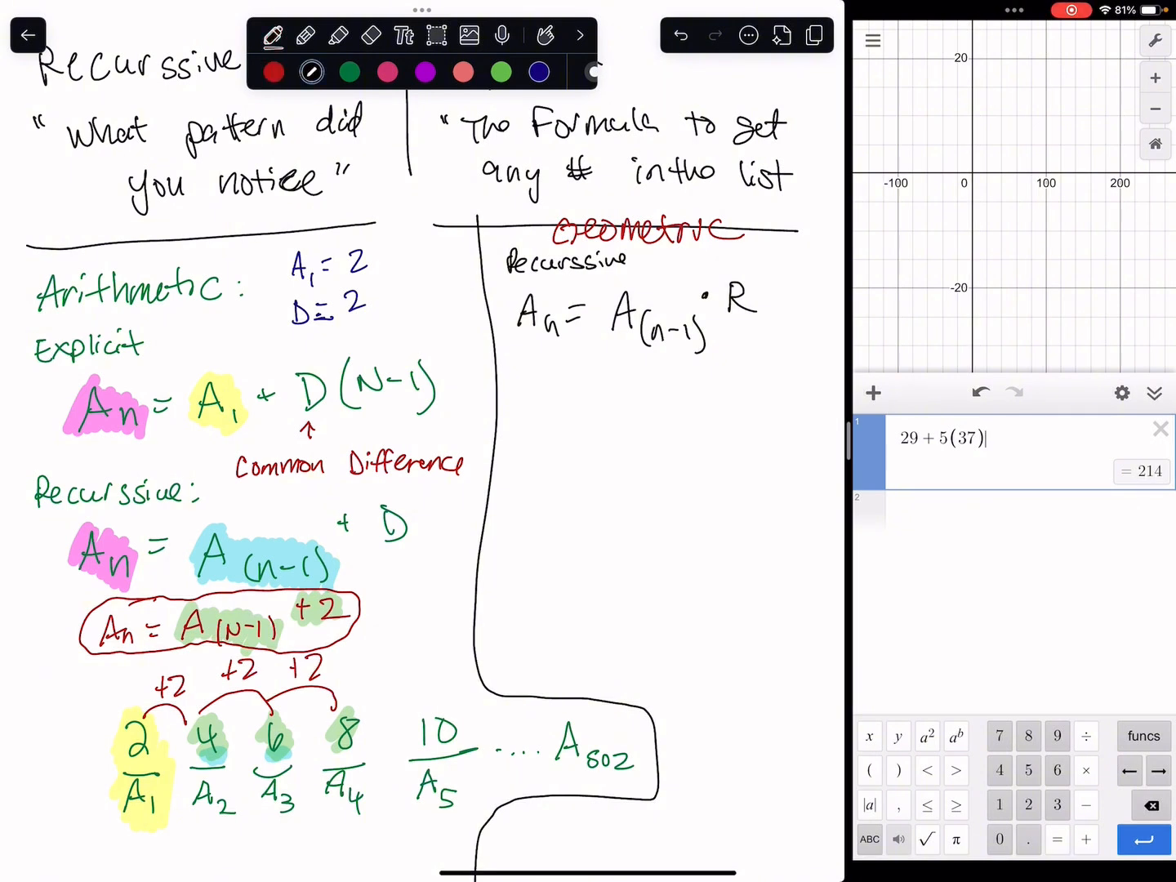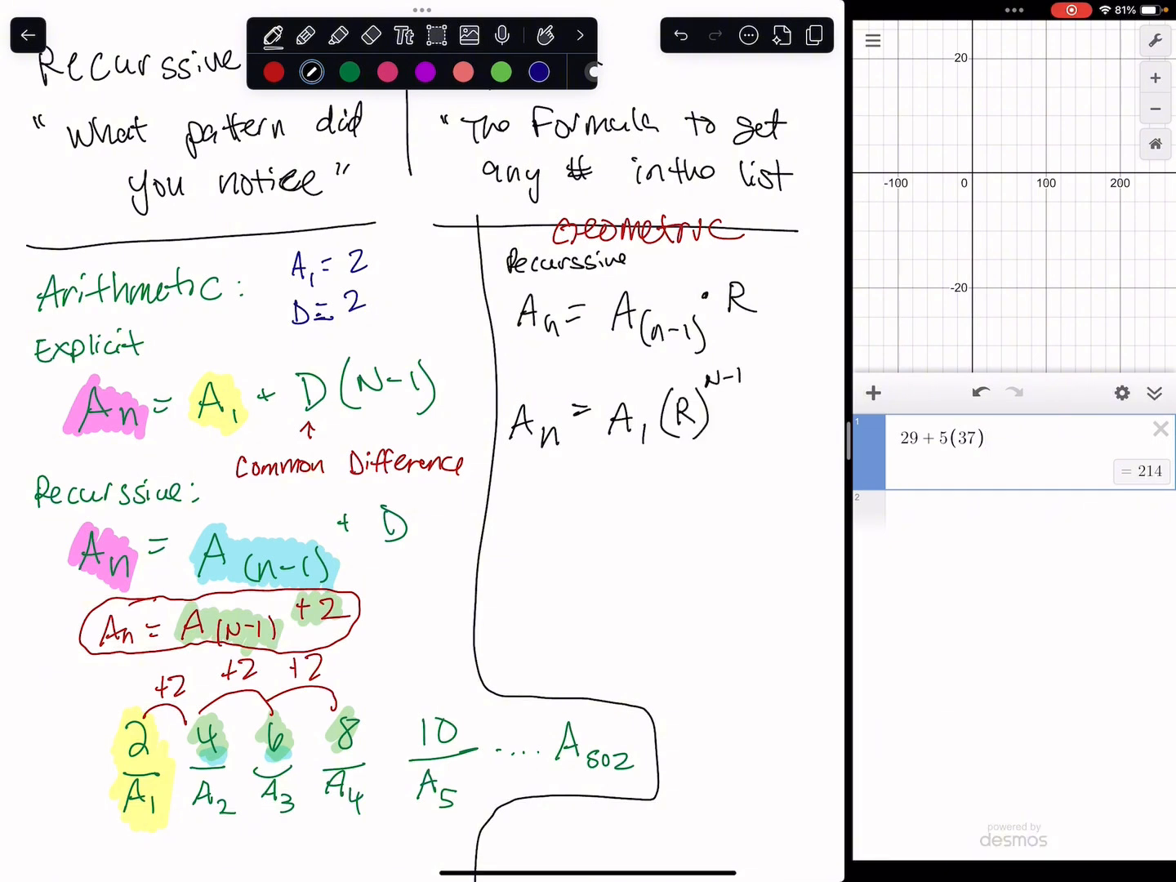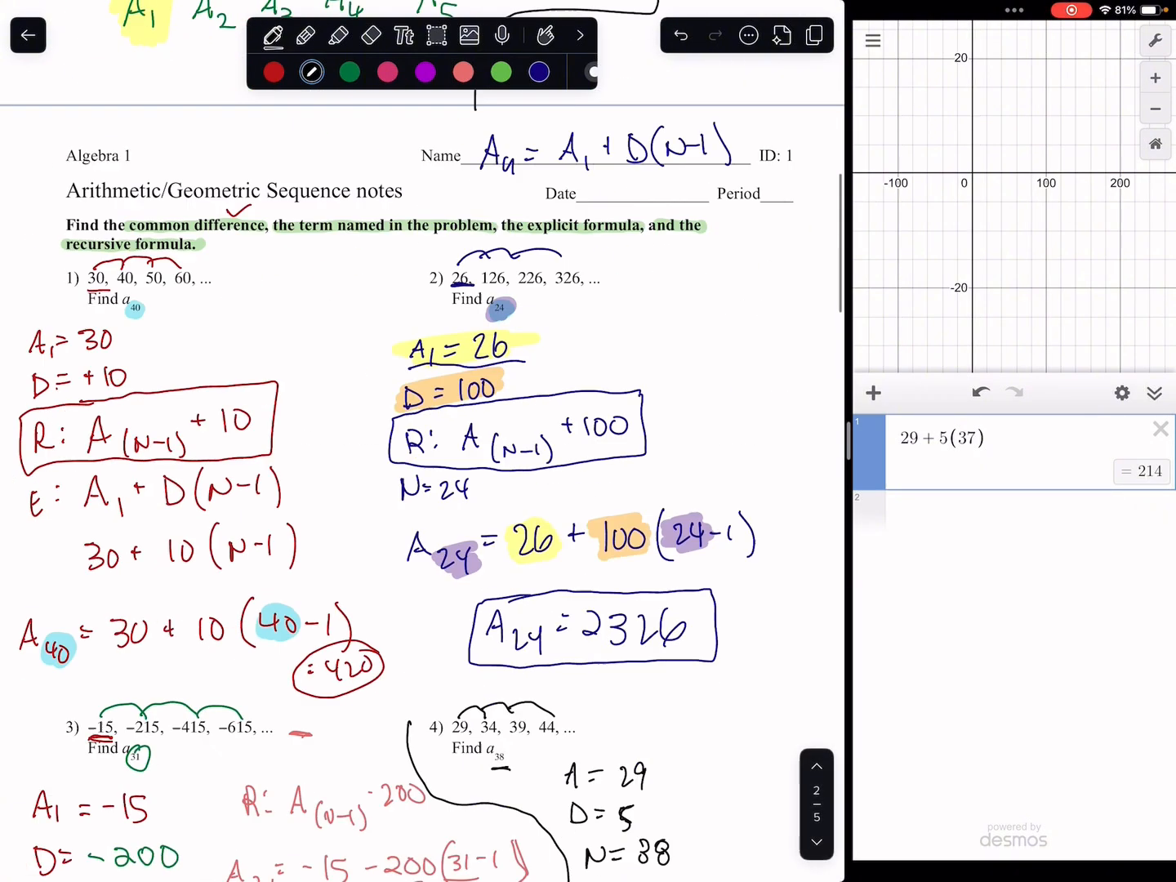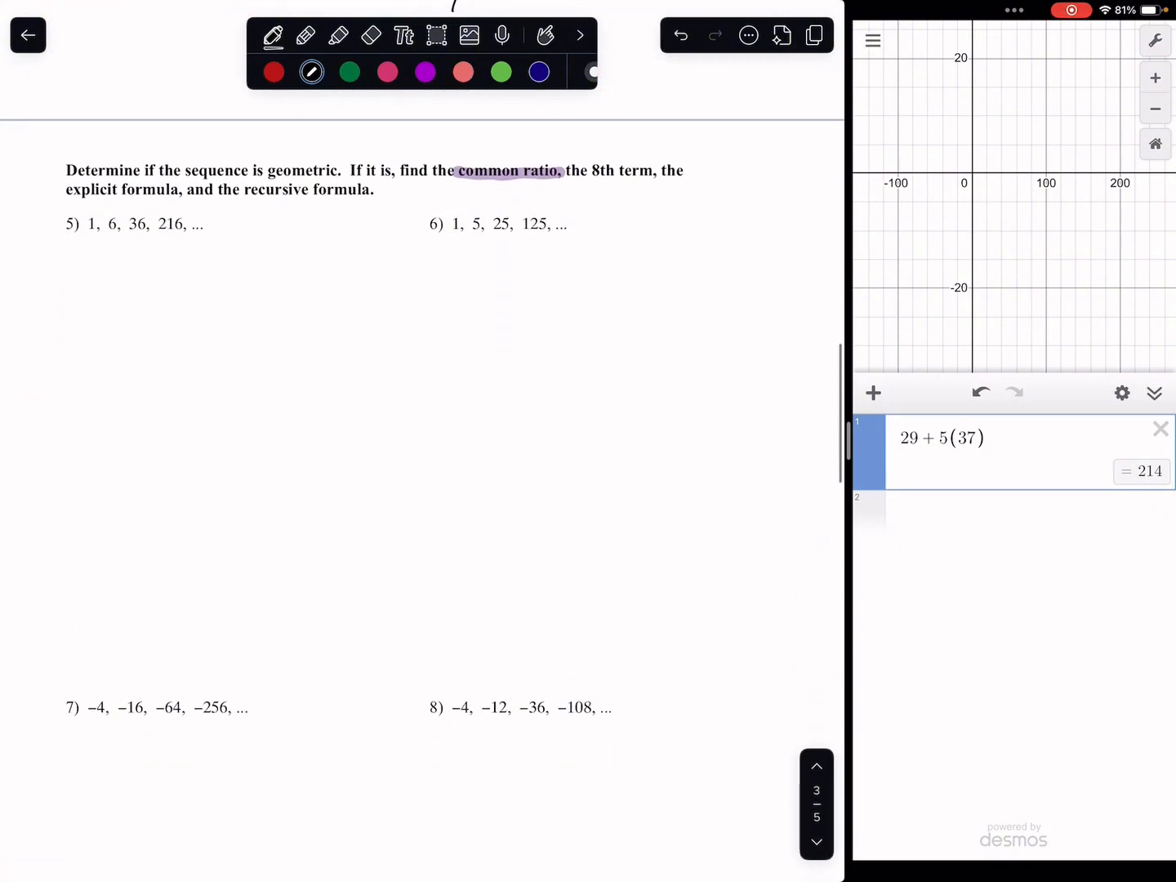And then the explicit formula for geometric is going to be your A of 1. But this time you're going to multiply times your R, and then going to do it raised to the n minus 1. Geometric ends up being growth and decay, by the way. Okay, so we'll just do a couple of these. And they want to find the 8th term.